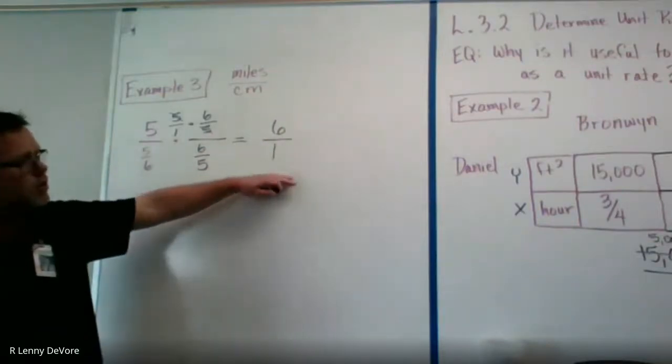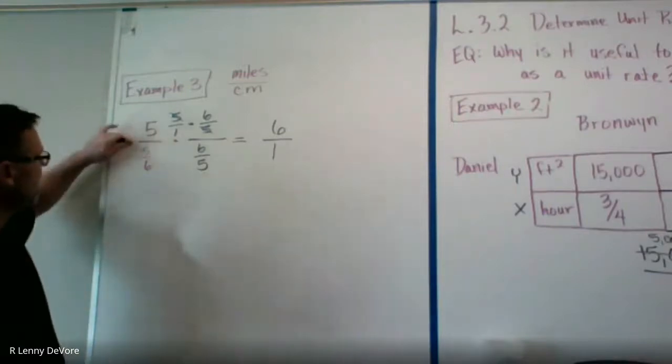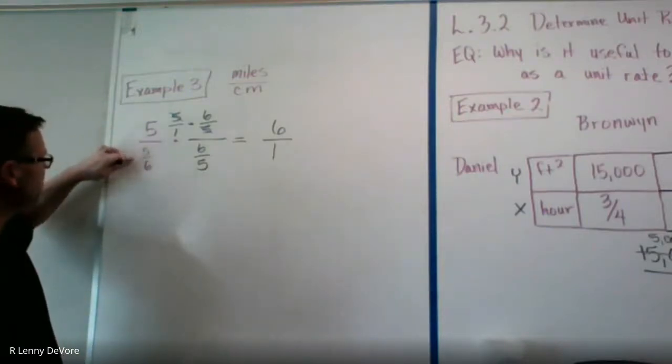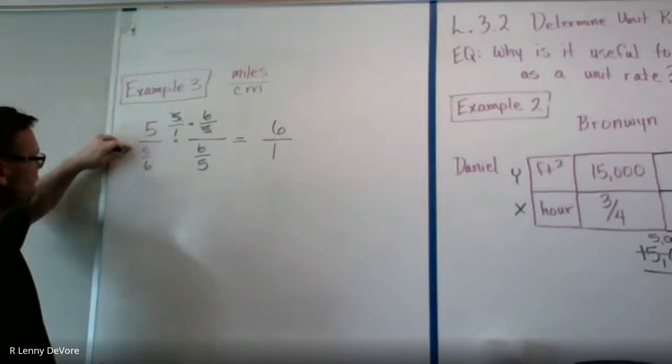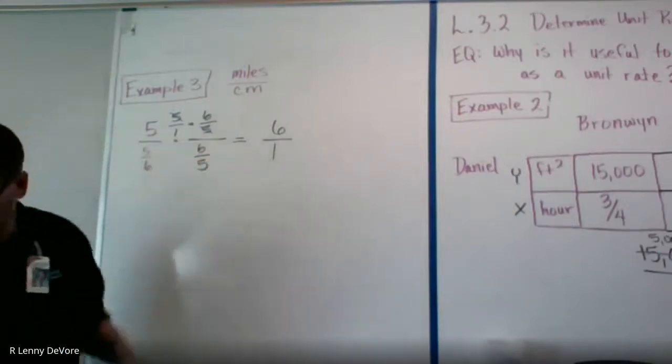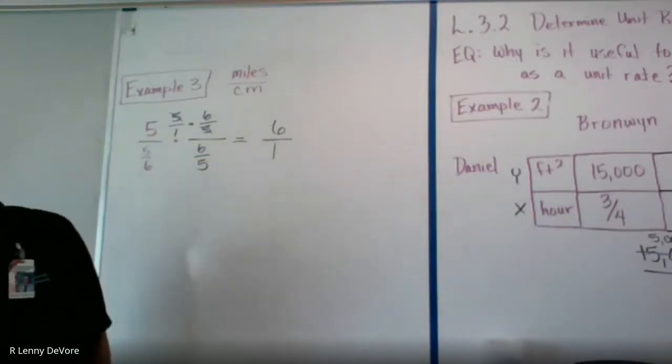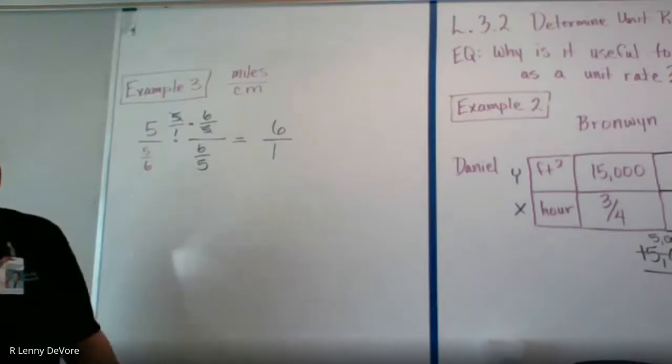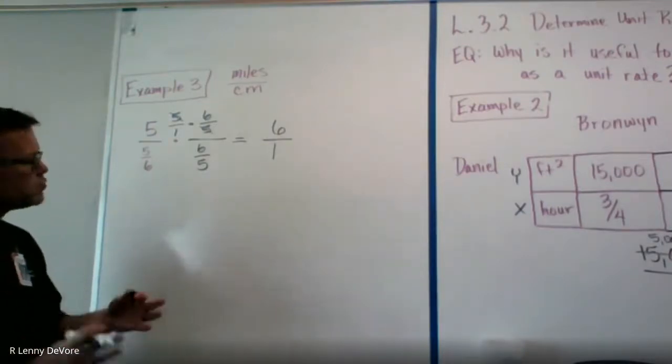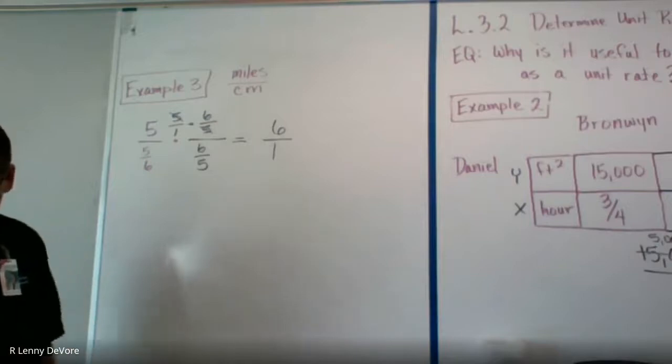This becomes our unit rate. This was a rate when they said 5 miles and 5/6 of a centimeter. This is a rate, but this is our unit rate because it has a 1 on the bottom. Now, at this point, they're saying, how much does 3.5 centimeters equal?